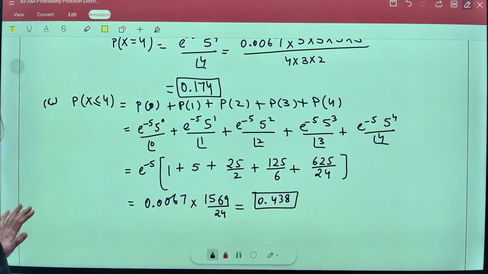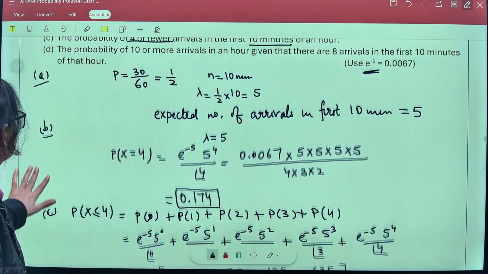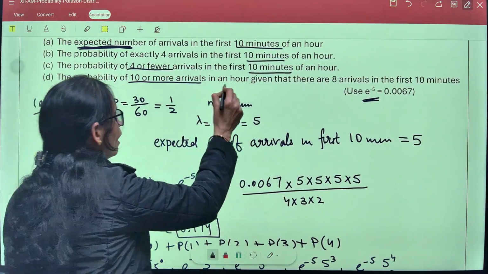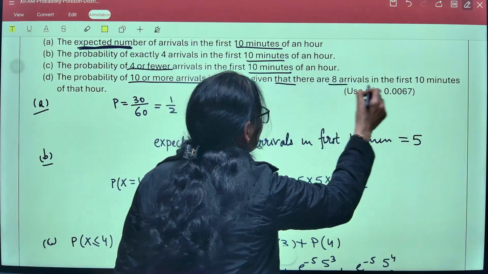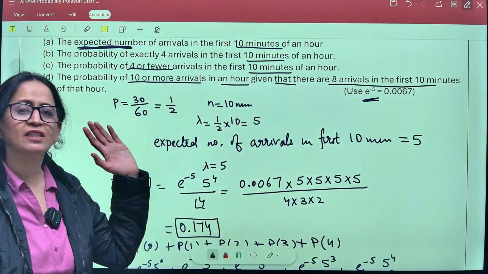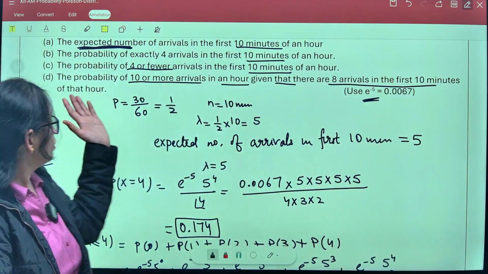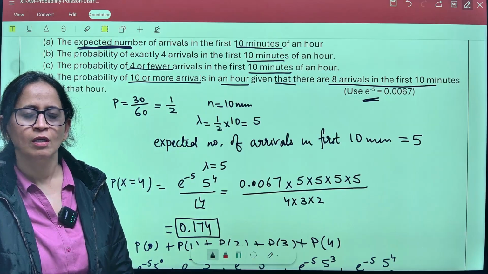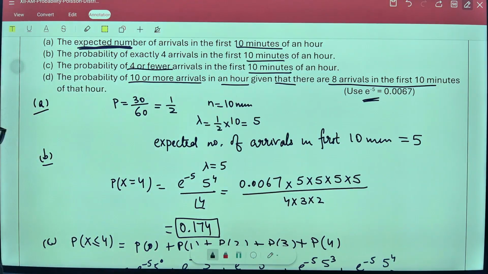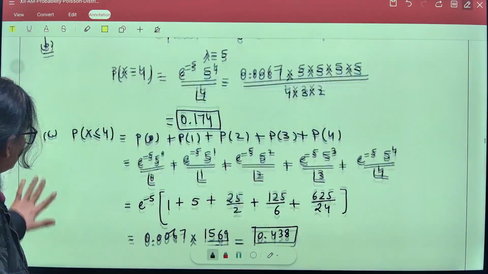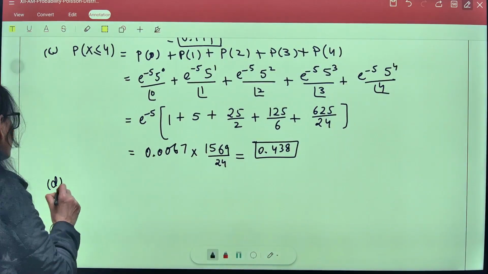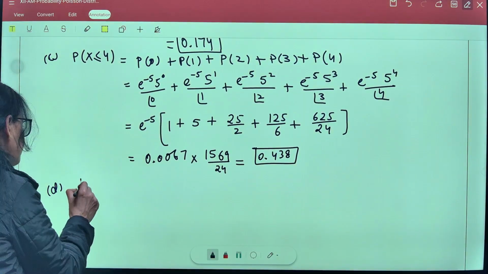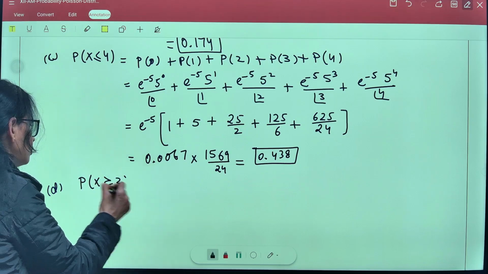Done? Great. So let's now look at the last part, which is the most important part here. The probability of 10 or more arrivals in an hour, given that there are 8 arrivals in the first 10 minutes. So there are 8 arrivals in the first 10 minutes out of needed 10. That means in the next 50 minutes, you just need 2 arrivals, or maybe even more than that. So it is going to be probability of x being greater than or equal to 2.